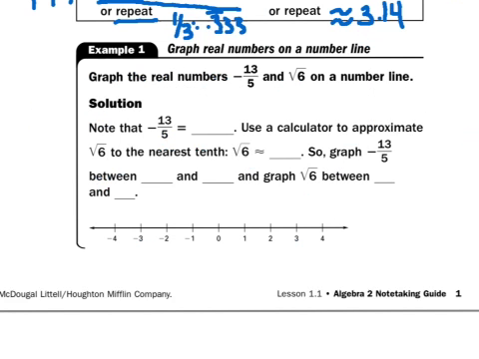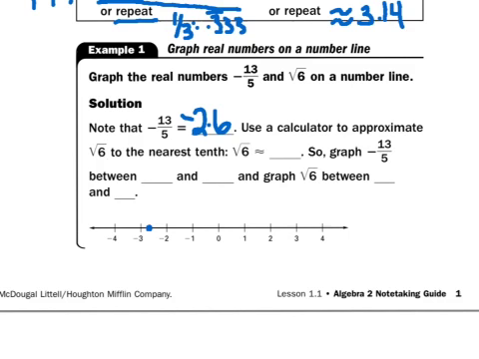Okay, example 1. Graph the real numbers, negative 13 over 5 and square root of 6 on a number line. Well, when we divide out negative 13 over 5, we will get negative 2.6. So we go to negative 2 and a half, just a little bit more, and there it is.